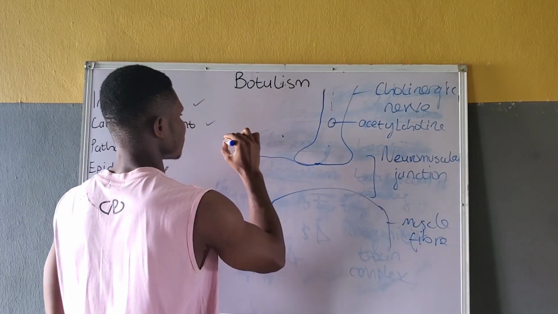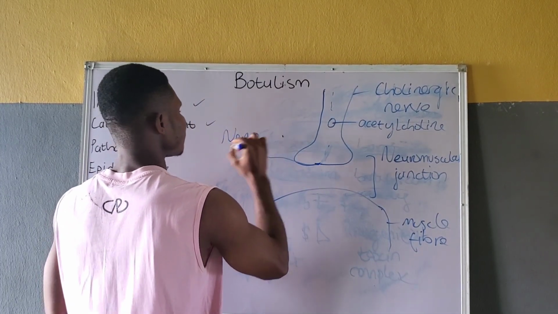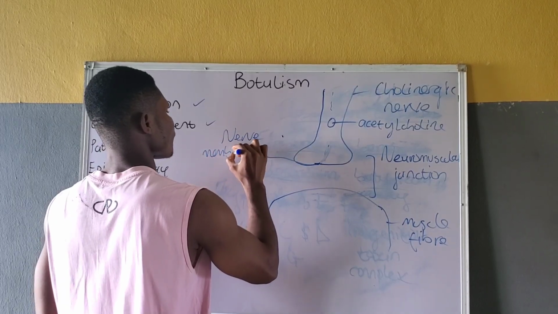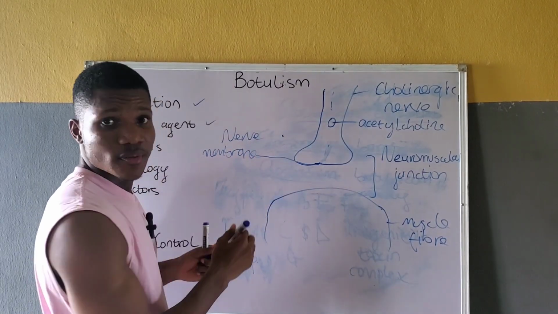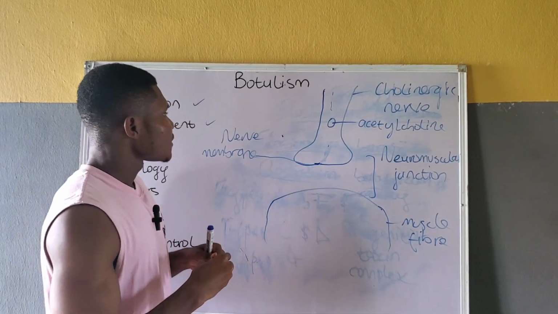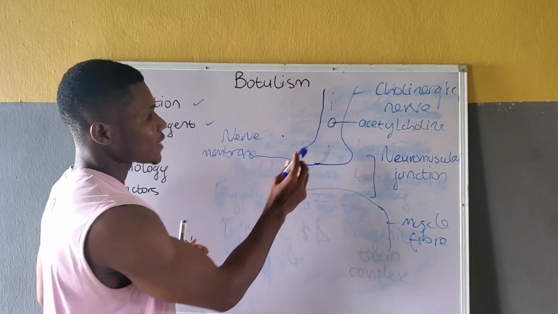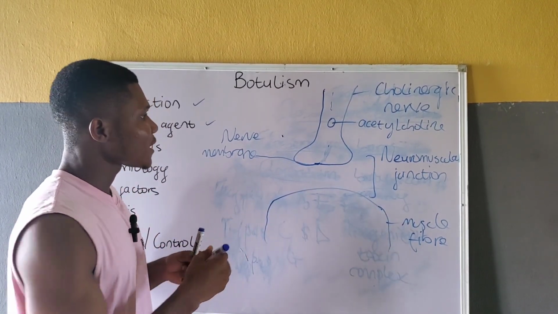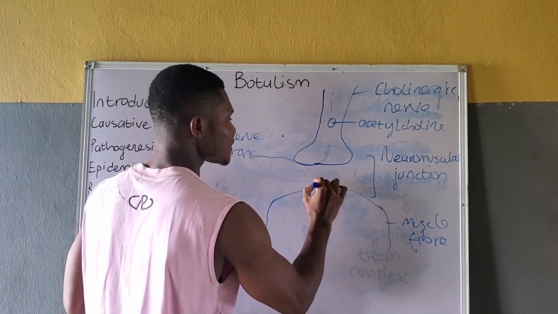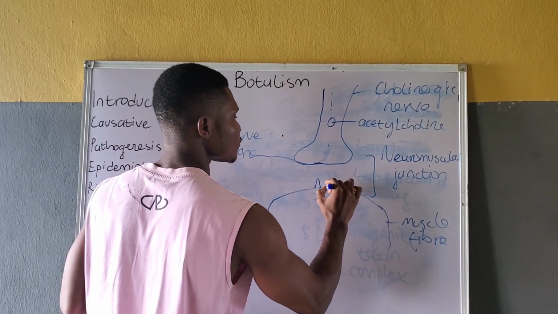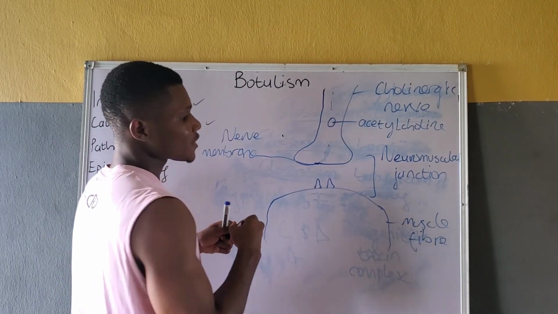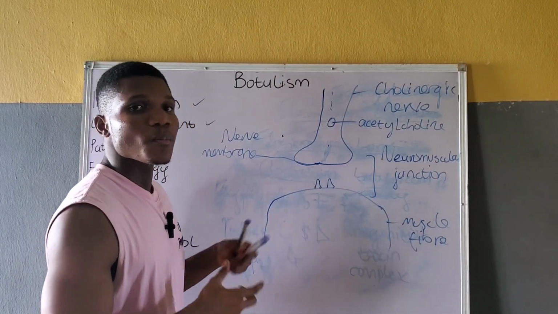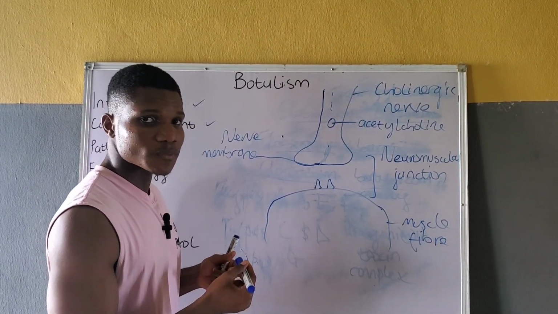This is the nerve membrane, and once it has bound the acetylcholine, through exocytosis, it transports the acetylcholine to receptors. There are receptors present on muscle fibers. When this acetylcholine binds to the receptors, muscle contraction occurs.